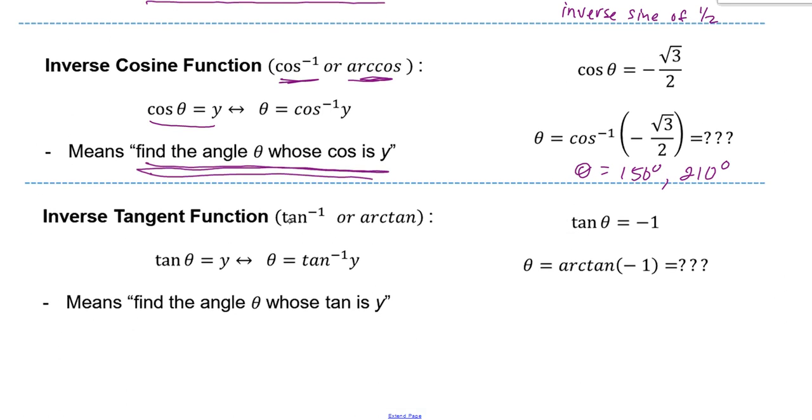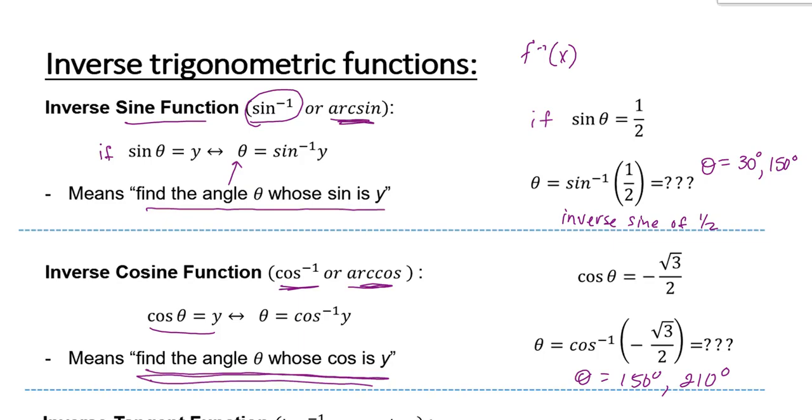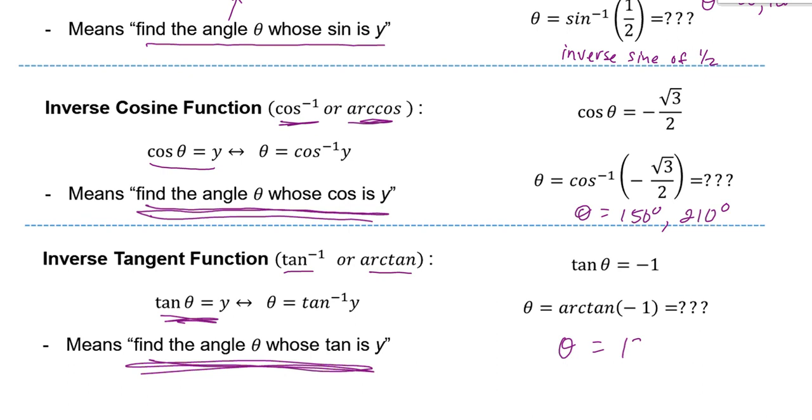Okay, same thing with tangent. Tangent negative 1, up in the exponent, inverse tangent, or it could be arctangent. Same thing. If I tell you this, then this is the question that I'm asking: which angle was it that when I found the tangent of it, it equaled this number? So this one says tangent of some angle equals negative 1. What is that angle? Well, according to our table on this last one, it was 135 and 315.